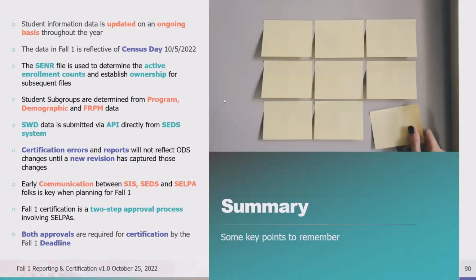All right, so let's wrap it up. These are just some key points and reminders. Student information data is updated on an ongoing basis throughout the year.